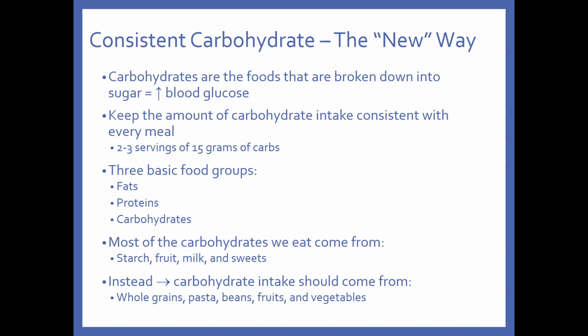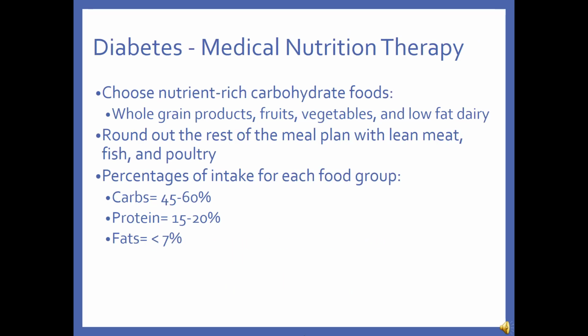The 3 basic food groups that they recommend taking intake from are fats, proteins, and carbohydrates, and they need to be using the healthy sources of carbs, avoiding the more common things where we eat carbs like starch, fruit, high fat milks, sweets, but instead getting their carb intake from things like whole grains, whole wheat pasta, whole grain pasta, beans, fruits, and vegetables. And then choosing nutrient-rich carbohydrate foods. Again, those are very important. And rounding out the rest of the meal plan with lean meats, fish, poultry. Those are really going to help give them that overall good nutrition that they need.